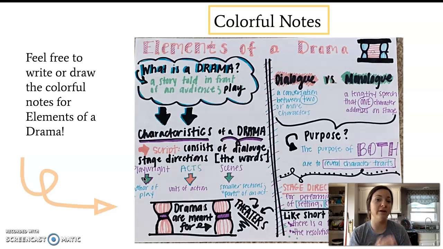Dramas, again, are meant for theaters. They're meant for school productions and stuff like that. There are two things that we are covering now: dialogue, and then monologue. Dialogue is something we're very familiar with because we don't see this just in plays. A dialogue could simply be a conversation between you and 2 or more people. It could be 2 or more characters, while monologue is one person. It's a lengthy speech where one character addresses something on stage. They talk for a very, very long time.